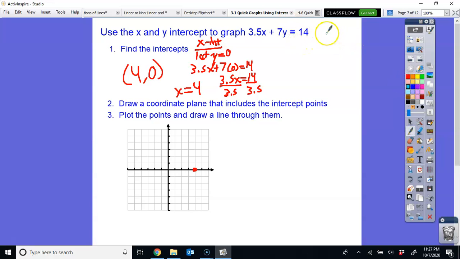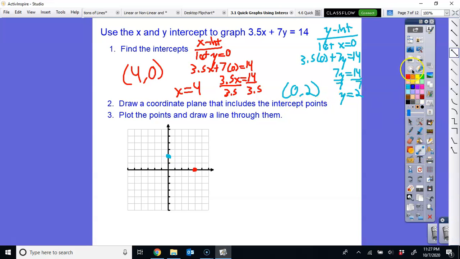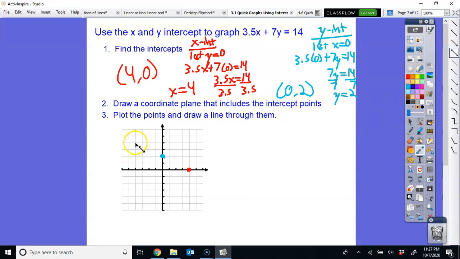Now we want to get the y-intercept. Same concept, but now we're on the y-axis, so the x value is 0. We plug in 0 for x and find the y-intercept. We divide by 7, and we get y is equal to 2, or (0, 2). That is my y-intercept.